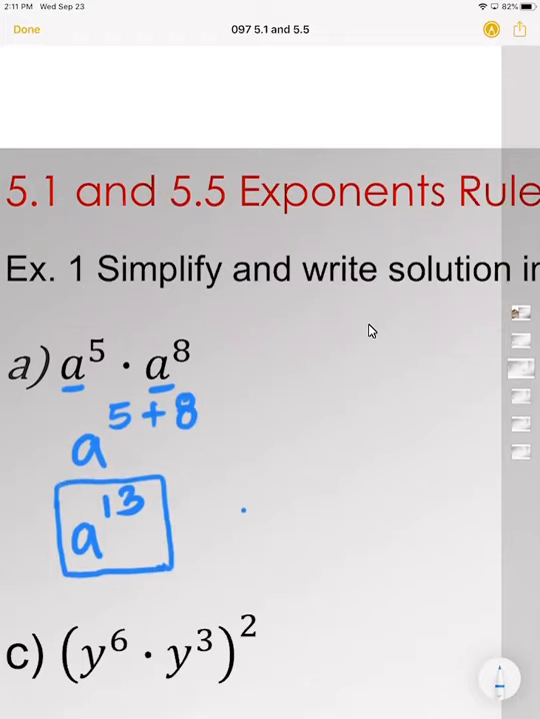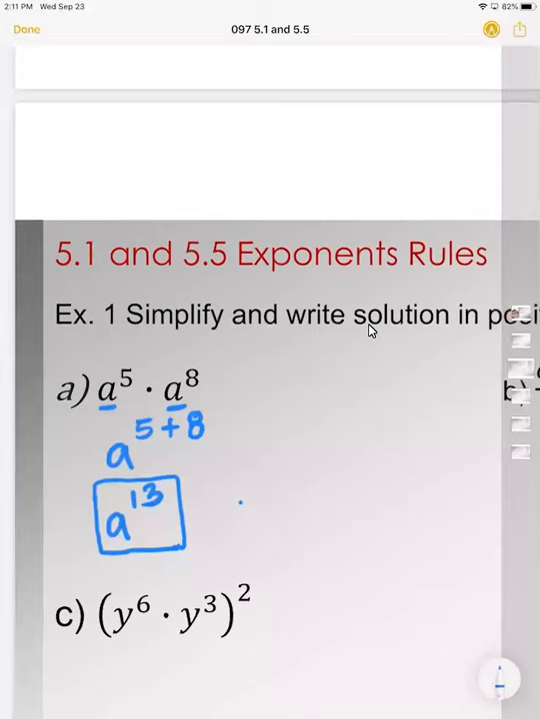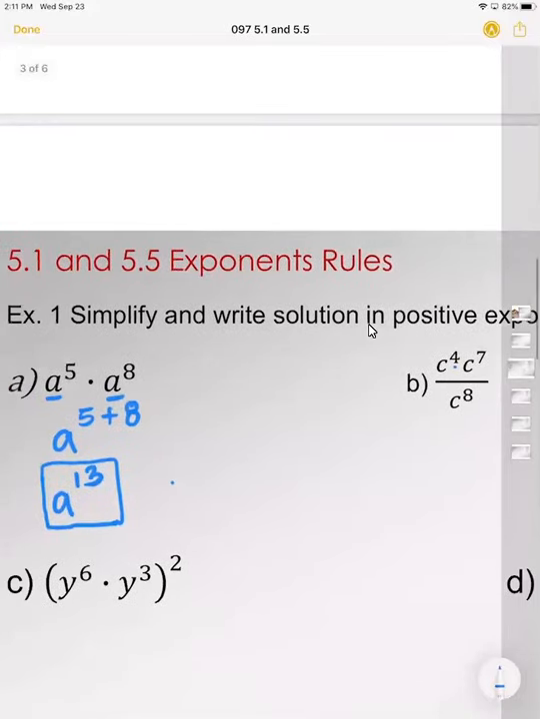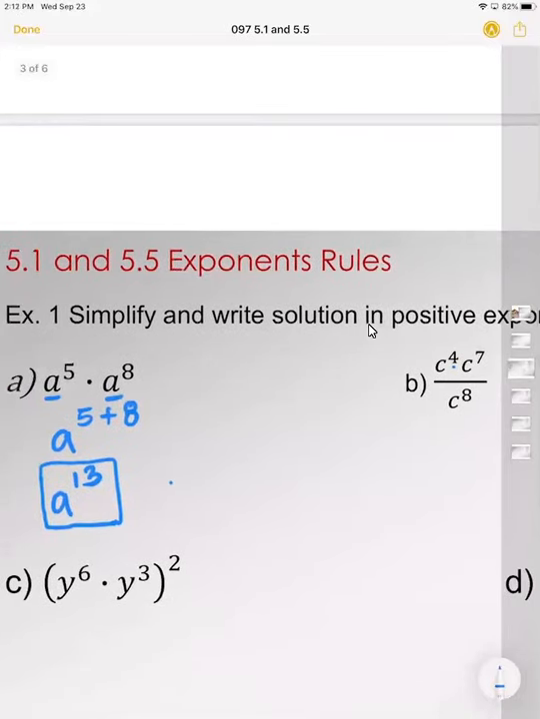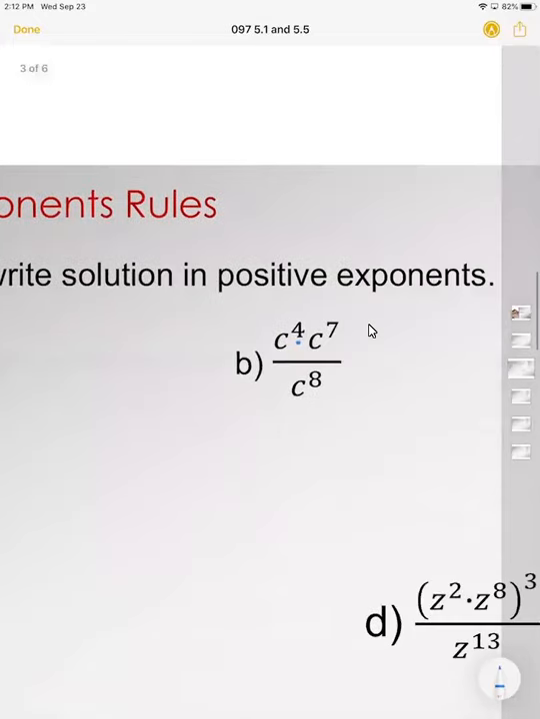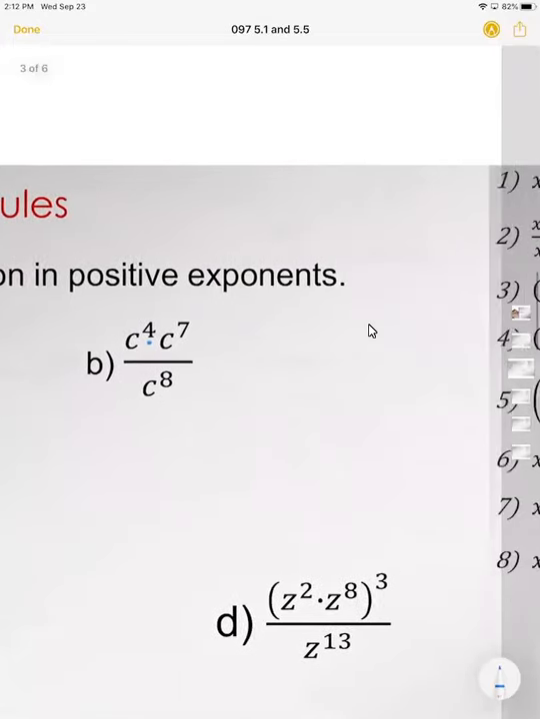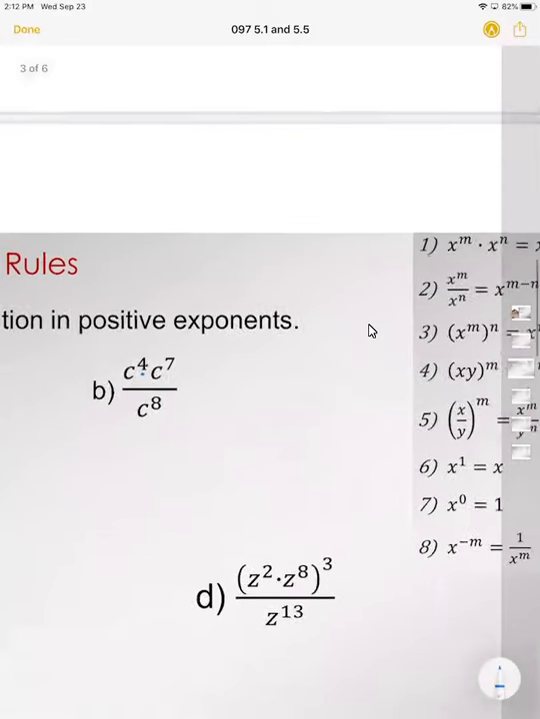So that's what we have: the product rule, and the product rule tells us that we need to add the exponents. And you can do this in your head instead of writing it on the bottom, but like I say, you want to show me the work, so at least if something is wrong on your test, I can go in and look at your scratch work, right?